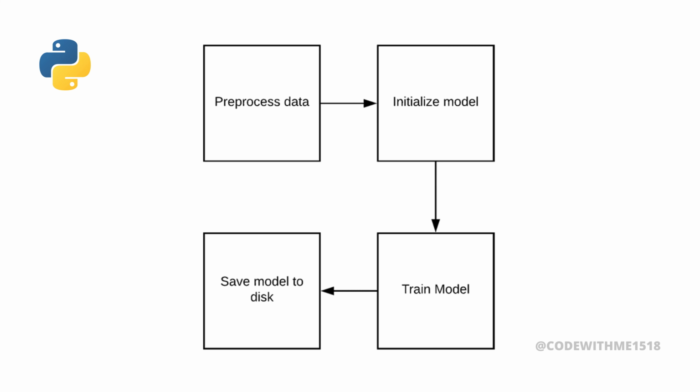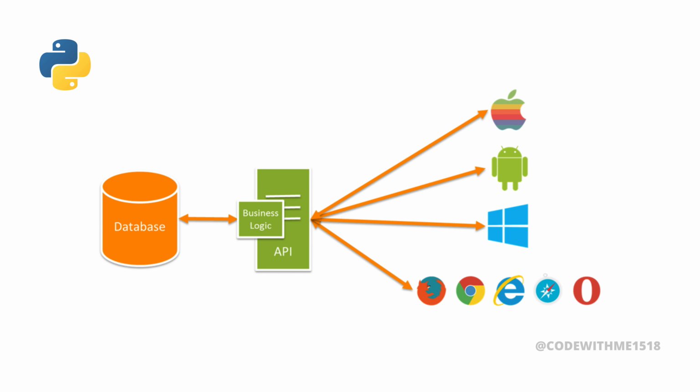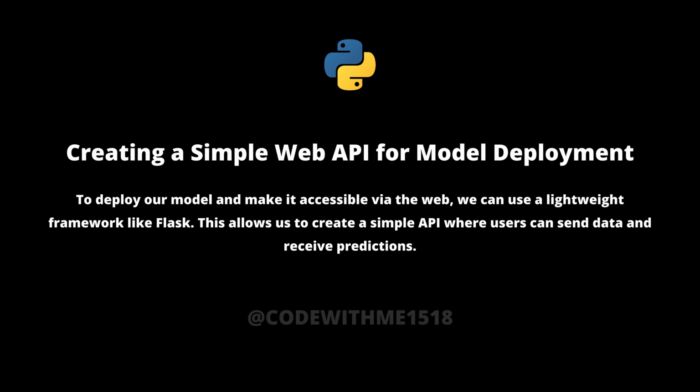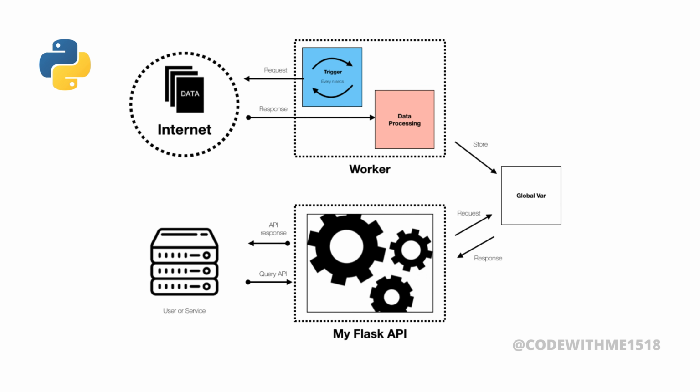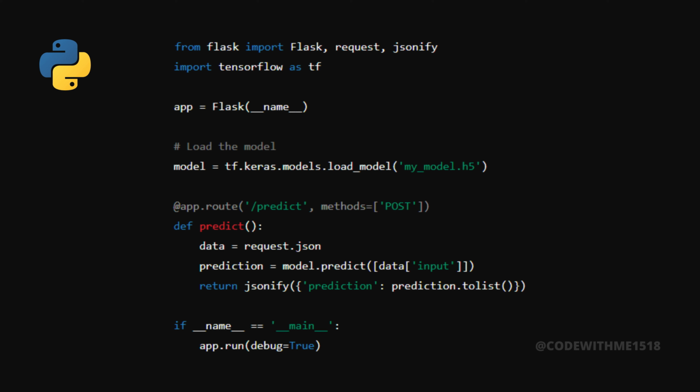But what if you want to use this model in a real-world application? Let's create a web API to serve our model predictions. To deploy our model and make it accessible via the web, we can use a lightweight framework like Flask. This allows us to create a simple API where users can send data and receive predictions. Here's how to set up a basic Flask API to serve our model.